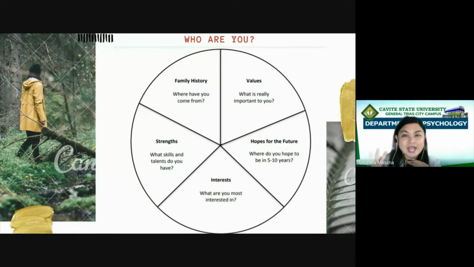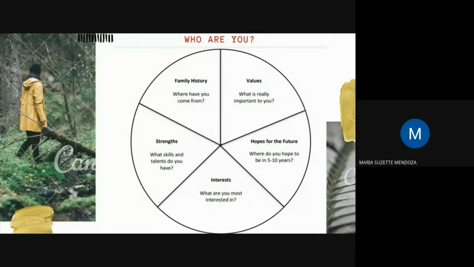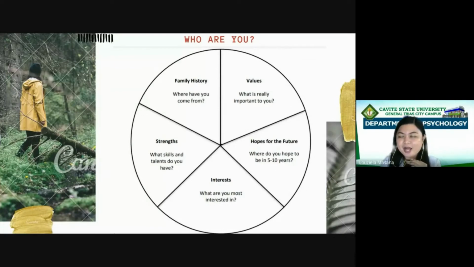Okay. Siguro sa susunod, maghanda ka at pe-perform ka natin dito sa klase. So that is your talent, your strength. Very good. Thank you. Maghanda ka sa susunod para makapag-spoken poetry ka.